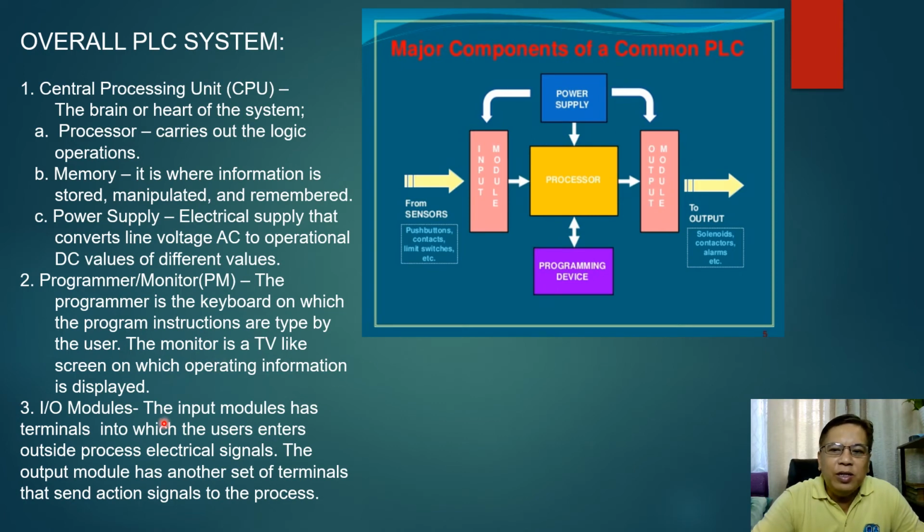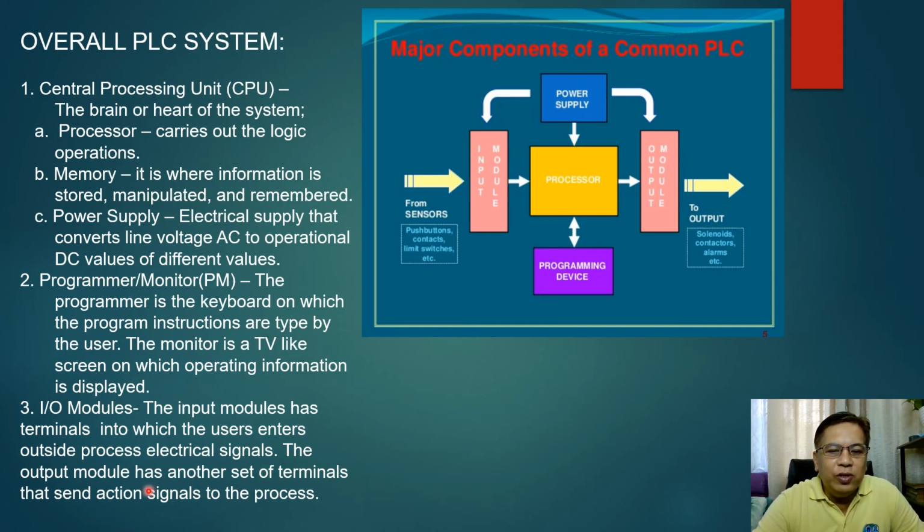Then you have your input-output module. This one here is your input module, and this one here is your output module. So the input module has terminals into which the user enters outside process electrical signals. For example, in this case, your input module here is connected directly to your push buttons, your contacts, or limit switches. Of course, these provide the supply, okay, or signal. And then the signal will be transmitted if, for example, the push button is pushed. Then an electrical signal will be transmitted into your input module.